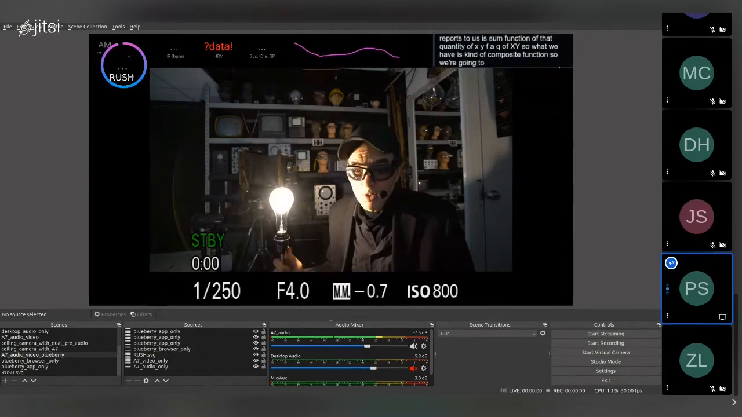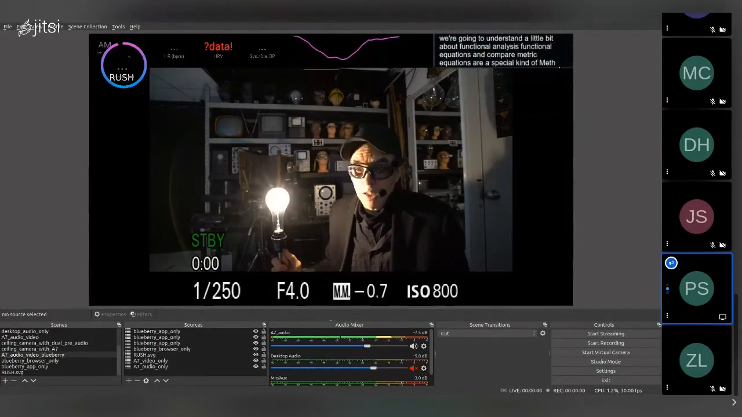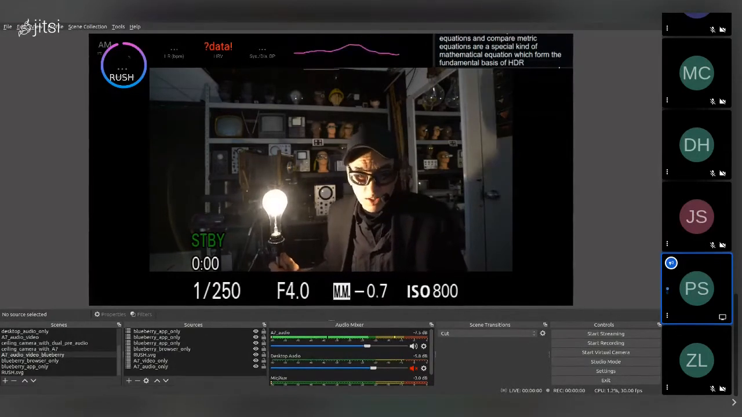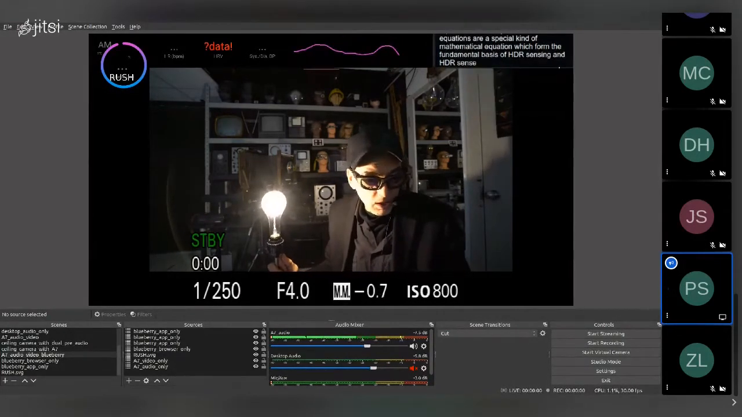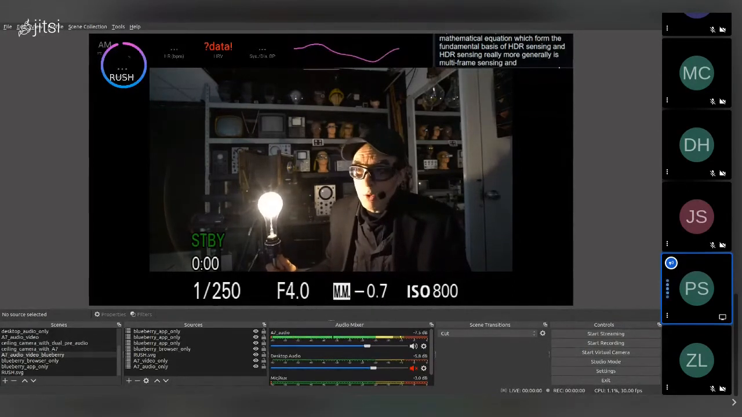So we're going to understand a little bit about functional analysis, functional equations, and comparametric equations, which are a special kind of mathematical equation which form the fundamental basis of HDR sensing. And HDR sensing really more generally is multi-frame sensing. And so what we're doing is using multiple frames of the same subject matter.